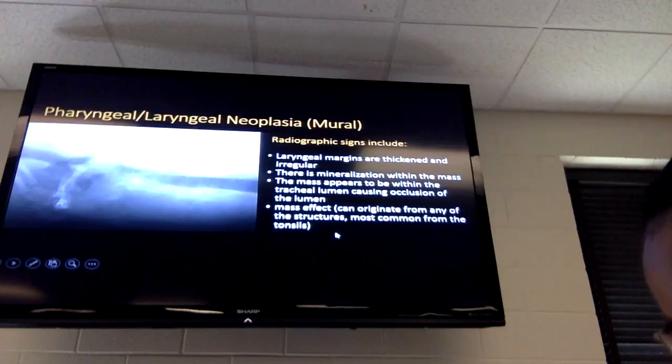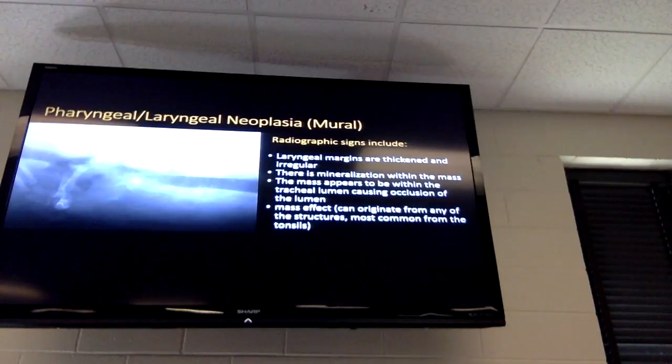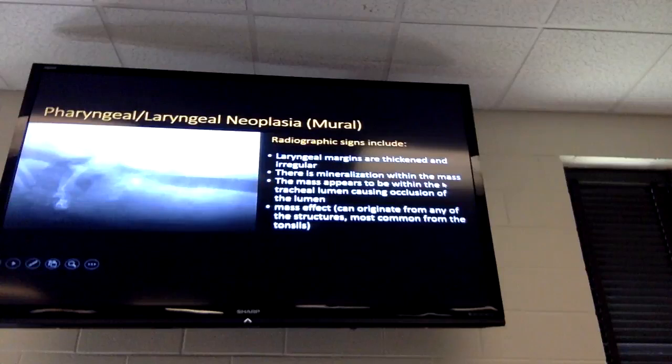Laryngeal margins are thickened and irregular. Can you appreciate that? By irregular, I just mean you cannot see the outline of those cartilages. They are more fuzzy, basically. And there is some mineralization within the mass. Can you appreciate this mineralization here? Does it look different than this area? So this looks like a more soft tissue opacity versus this, which looks more like a bone. So there's mineralization within the mass, and the mass appears to be present within the lumen of the trachea as well. So it's extending in the tracheal lumen as well. Okay?